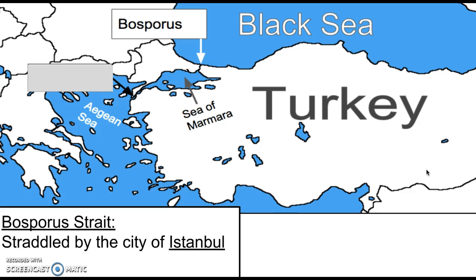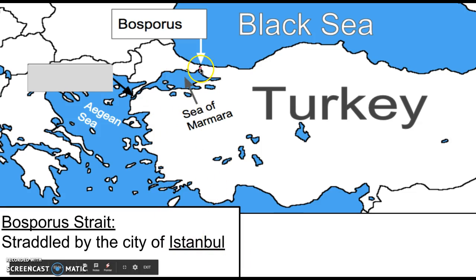Turkey is going to be in the upper left-hand corner of your map, or what we might call the northwest corner. The two straits we want to be familiar with are first the Bosporus. The Bosporus Strait connects the Black Sea to the Sea of Marmara. Once you write in the Bosporus Strait, also write on the right-hand side that this strait is straddled by the city of Istanbul.